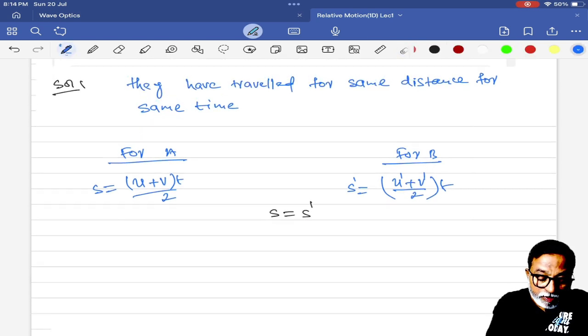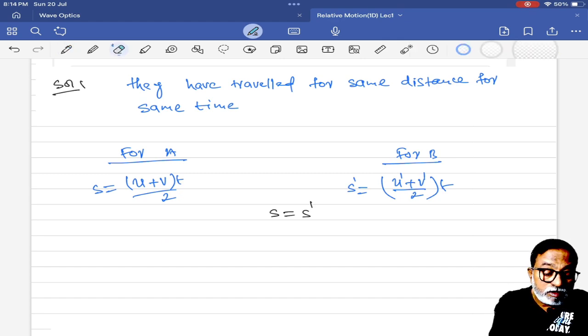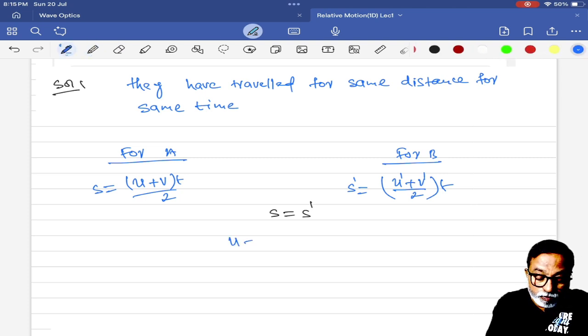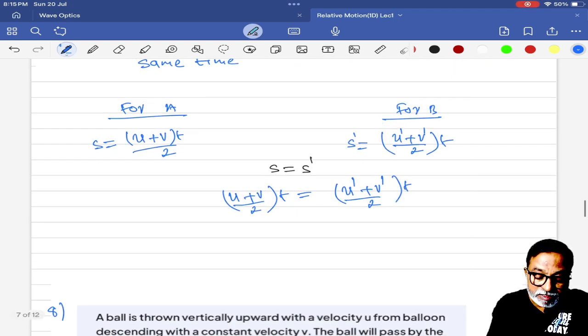Now s dash is equal to s, this becomes u plus v by 2 into t is equal to u dash plus v dash by 2 into t. Therefore here t by 2 gets cancelled, u plus v is equal to u dash plus v dash.